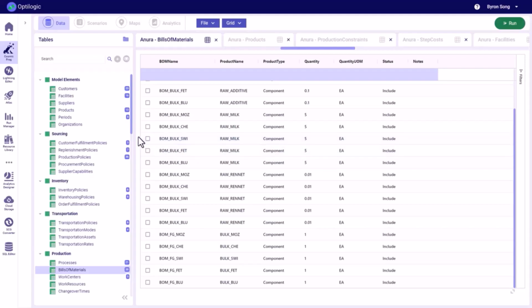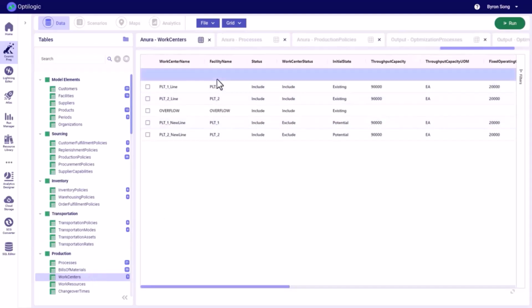Next, we want to have a look at the current production capacity, which is set up in the work center table. As you can see, we've got 2 plants here, plant 1 and plant 2, and we have existing production lines. So there's one line in plant 1, there's another line in plant 2. We've also set up an overflow site, which is used to capture any overcapacity. And the current production lines are defined with a throughput capacity of 90,000 per year.